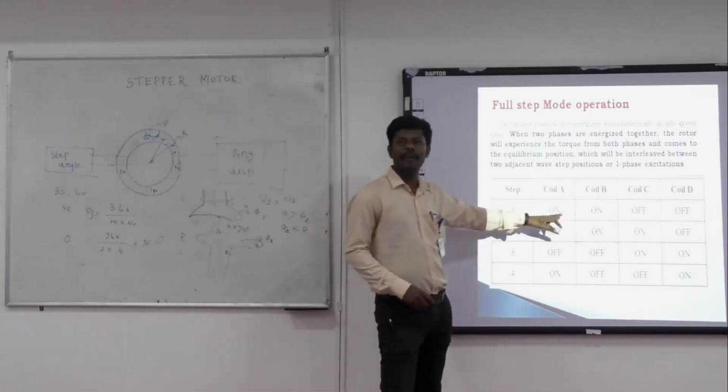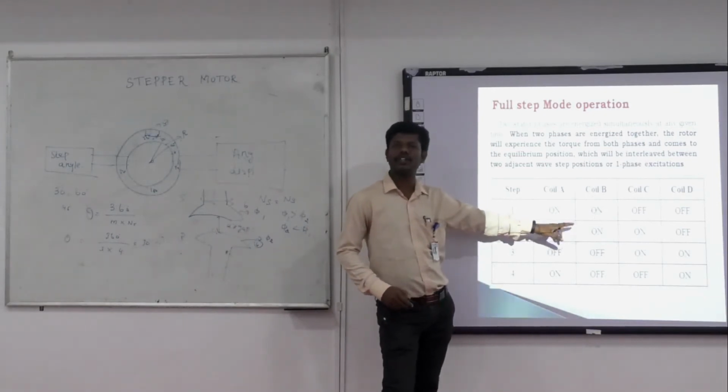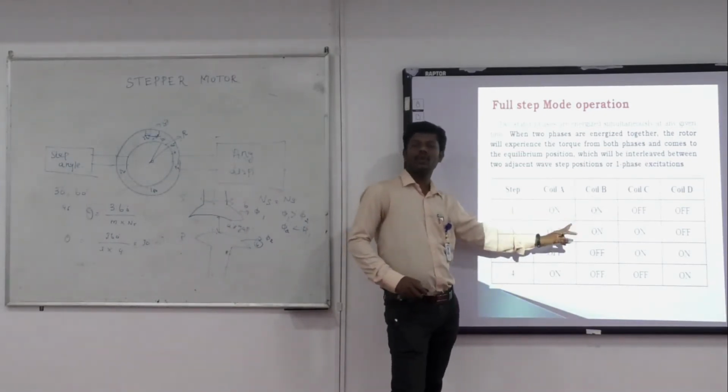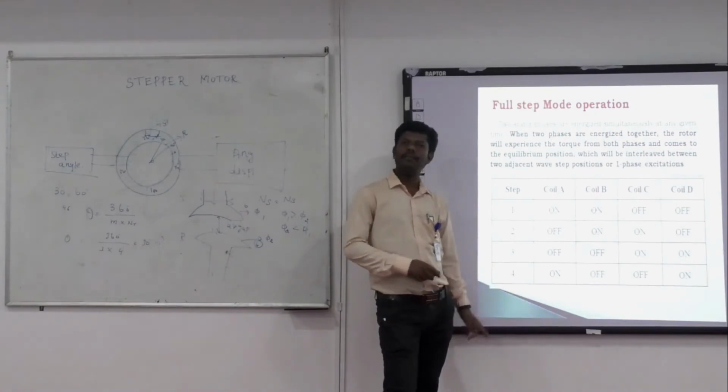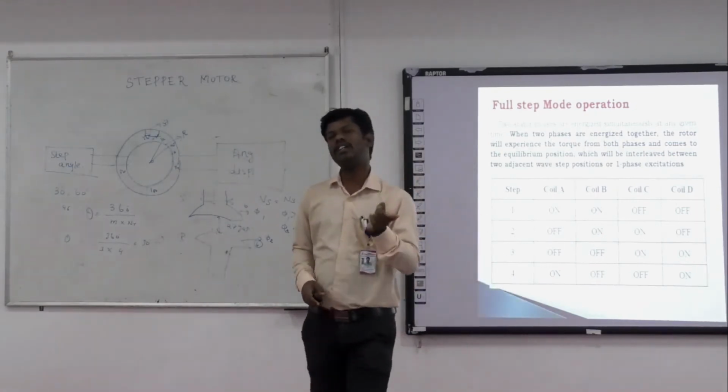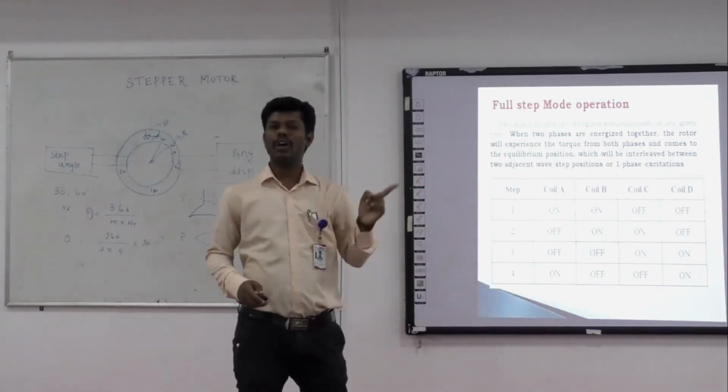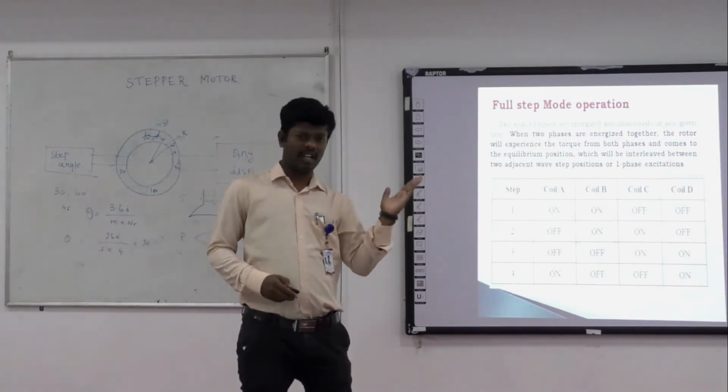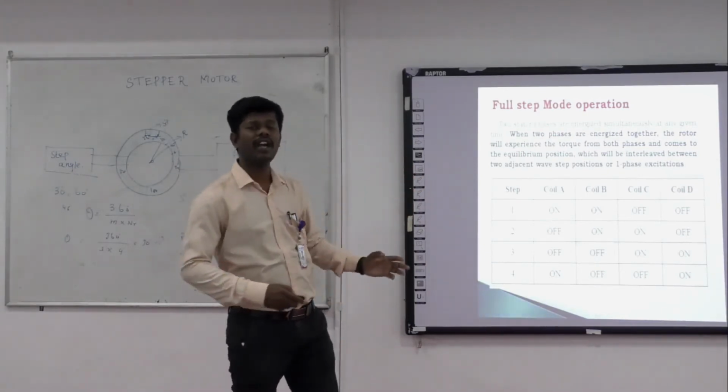Then coil C will be energized. Already coil B is energized. So coil B and C oppose some flux. Coil B acts as flux 1. Coil C acts as flux 2. So that will move through some angle. The rotor will be rotating through some angle. That is called some other angle.